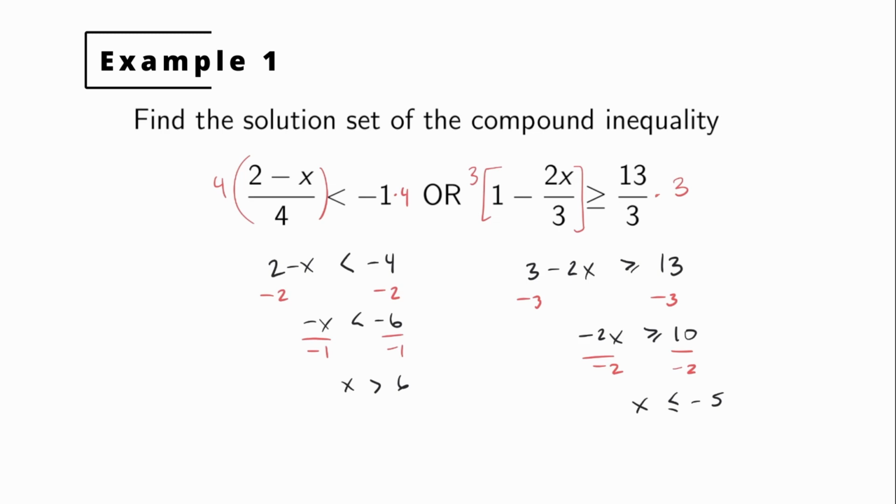Now x is greater than 6, or x is less than negative 5. Now this solution set right here, this would be negative infinity up to negative 5, and right here this would be 6 to infinity. These two don't overlap, but our solution set is anything in one or the other. So the way we write that is just negative infinity to negative 5, and then we write the union symbol, union, 6 to infinity. And there's your solution.